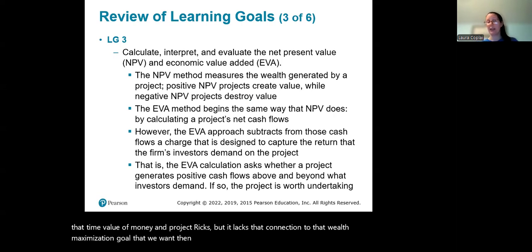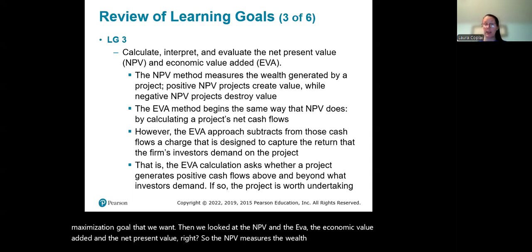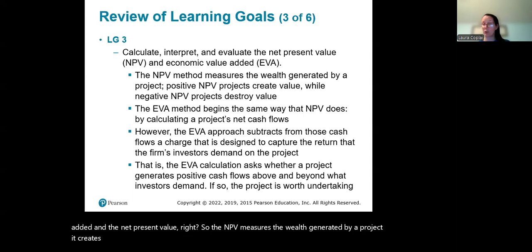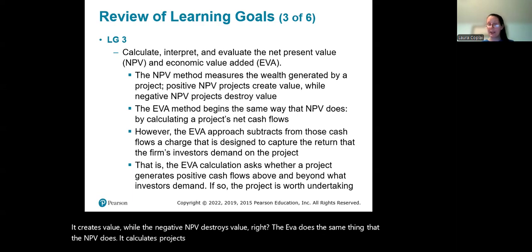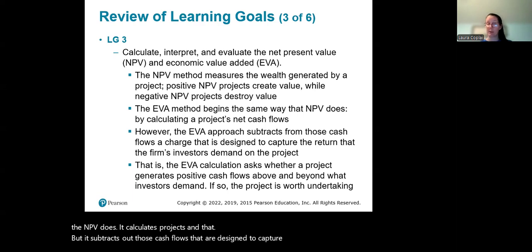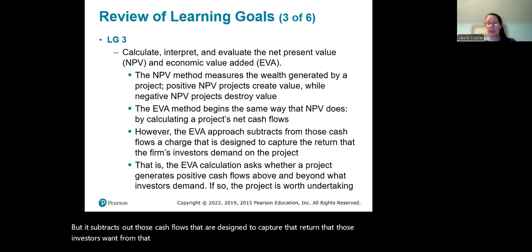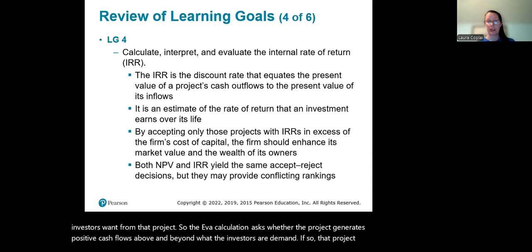Then we looked at the NPV and the EVA, the economic value added and the net present value, right? So the NPV measures the wealth generated by a project. It creates value, while a negative NPV destroys value, right? The EVA does the same thing that the NPV does. It calculates the project's net cash flows, but it subtracts out those cash flows that are designed to capture that return that those investors want from that project. So the EVA calculation asks whether the project generates positive cash flows above and beyond what the investors demand. If so, that project is worth undertaking.